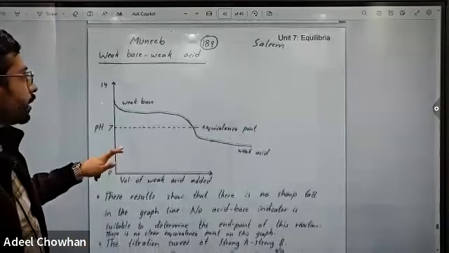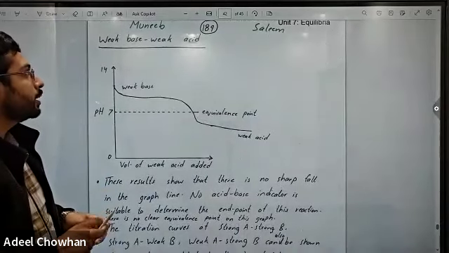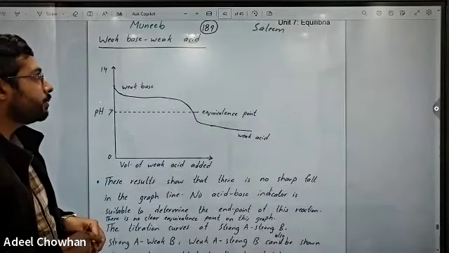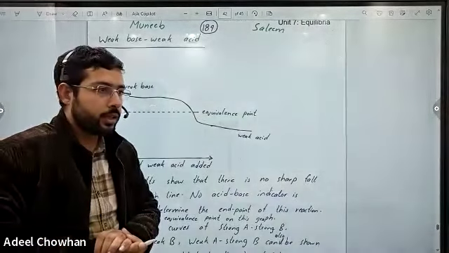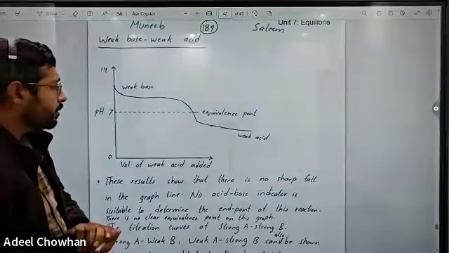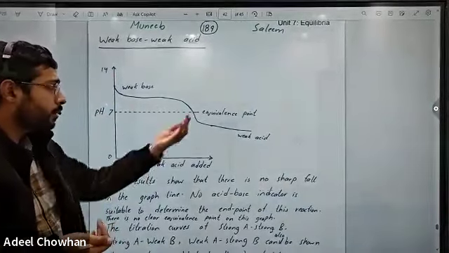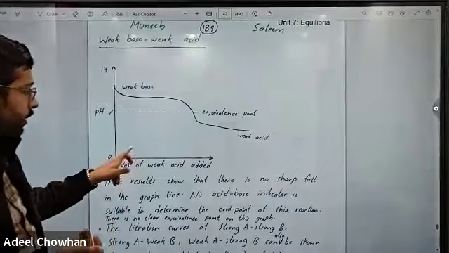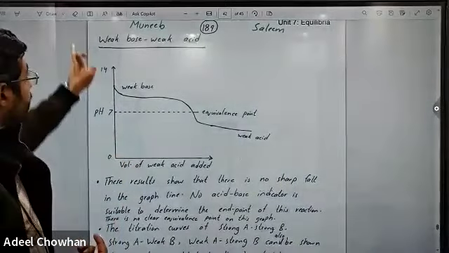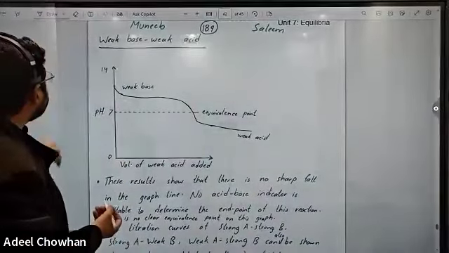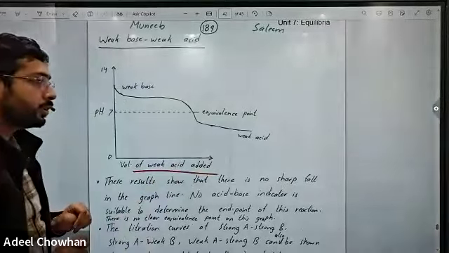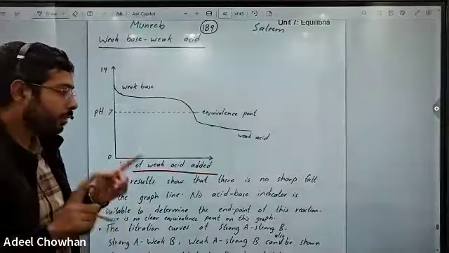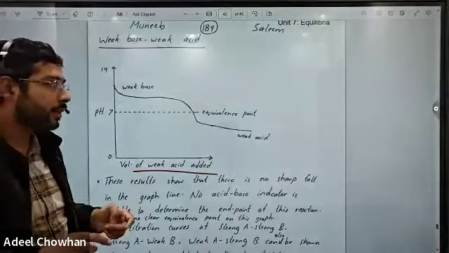And then we have the last portion, the weak base with a weak acid. Now, in this case, the weak base and the weak acid do not show a good vertical portion. There is a difference here. In this case, the reaction is started from the base, and then the acid is added into the flask.